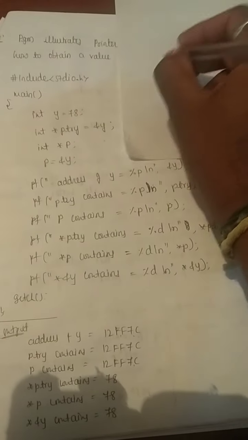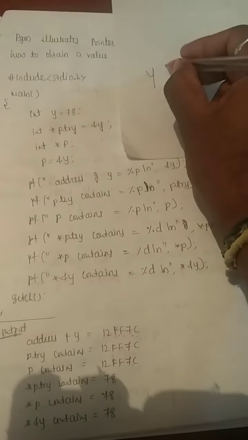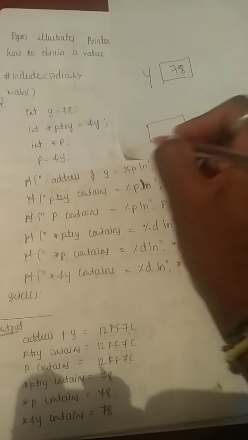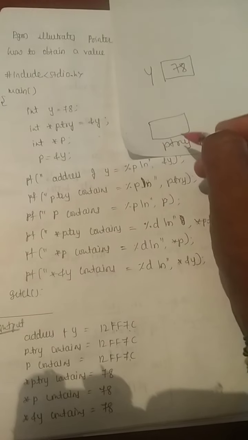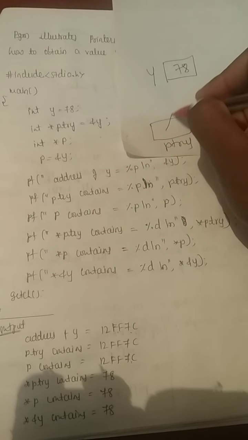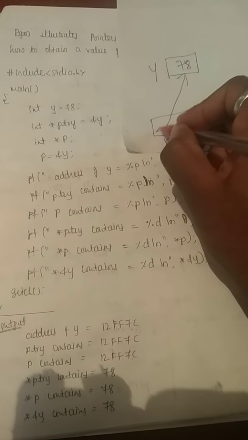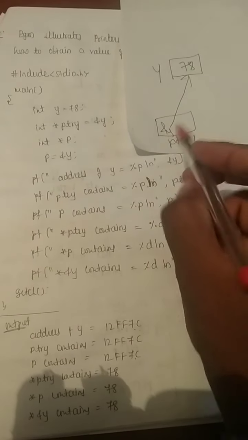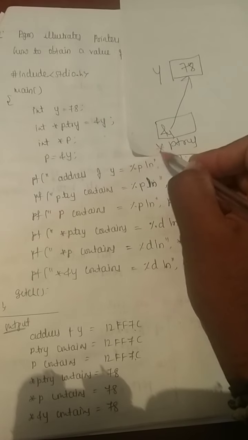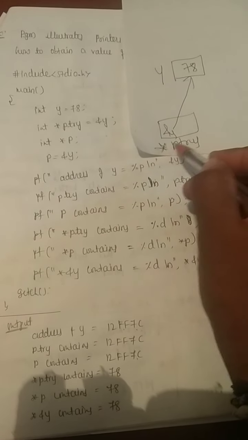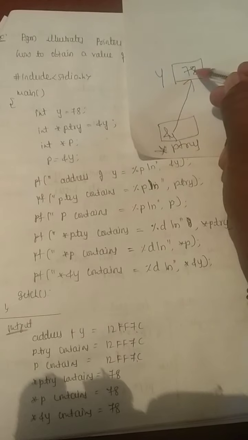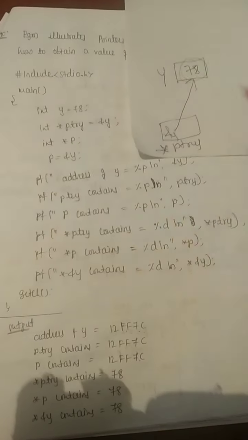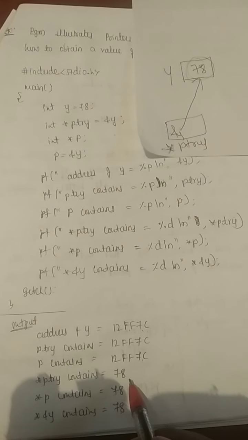Diagrammatically I can show it like this. See, y is having 78. ptry is a pointer, so this is pointing to this one. It means it has &y. Got it? Only ptry means address. If I print *ptry, it is going to print the content which is stored in this &y location. So I'll get the output 78.